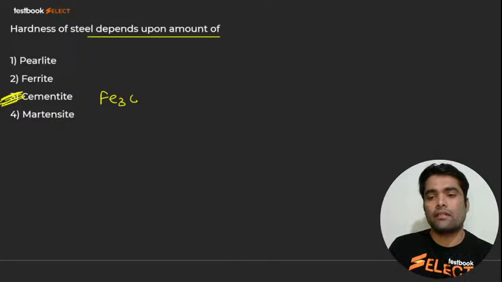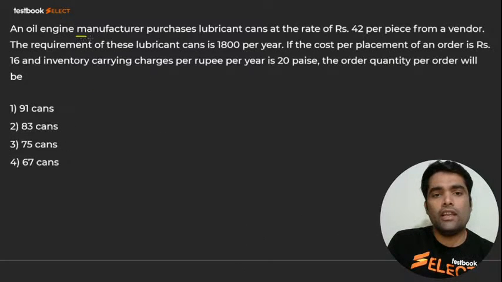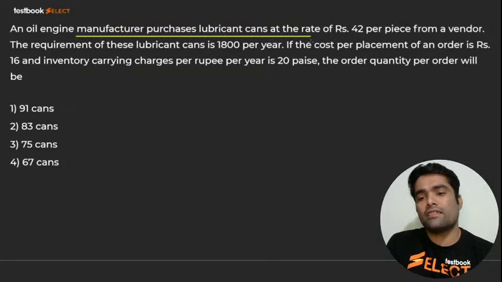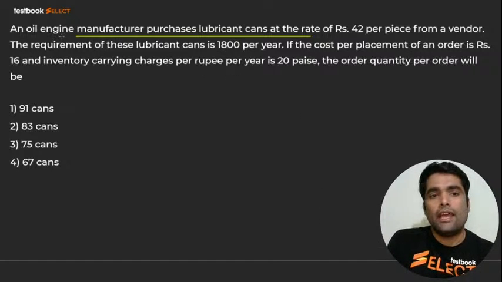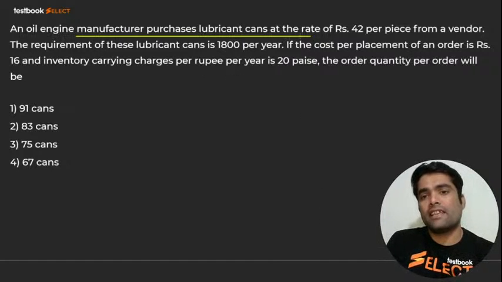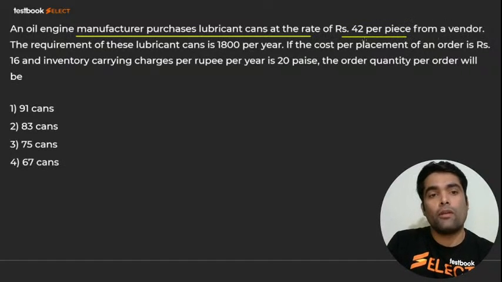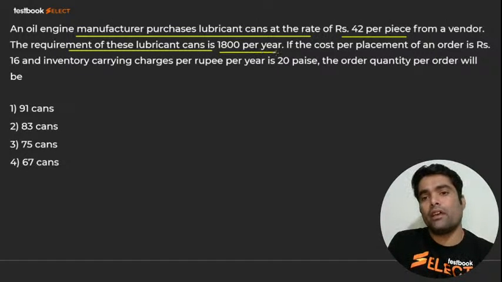Here I go for next, my dear. An oil engine manufacturer purchased lubricant cans. Listen to me very carefully. An oil manufacturer purchased lubricant cans at the rate of 42 rupees per piece from a vendor. The requirement of these lubricant cans is 1800 per year. Demand is given.